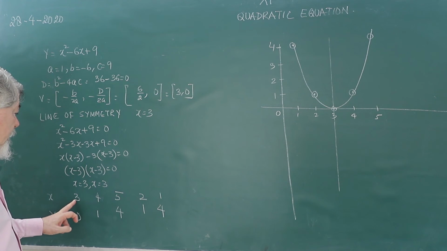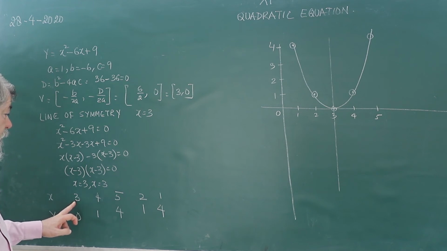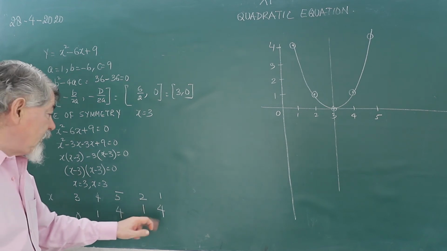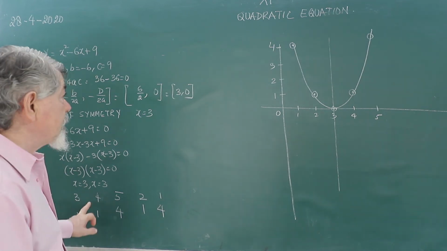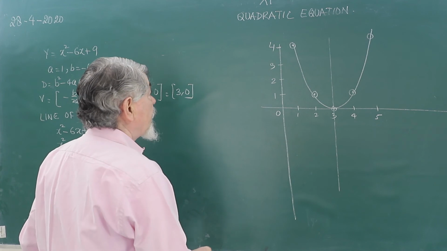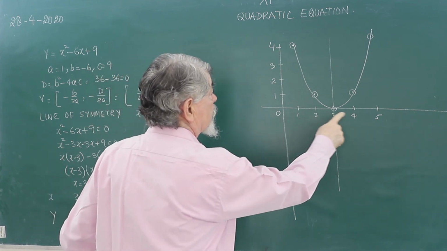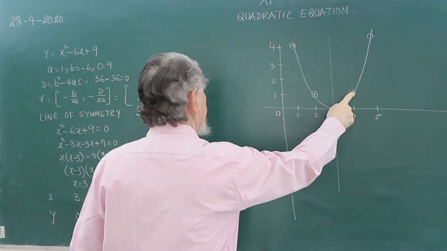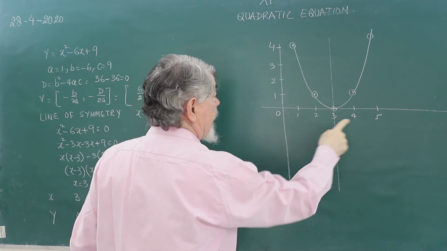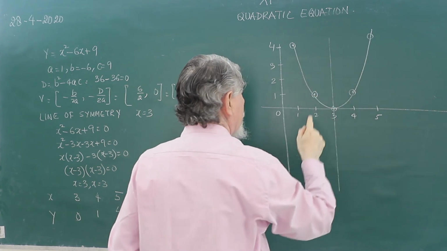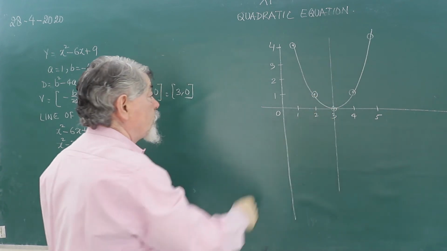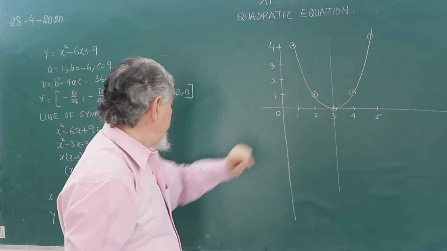Then we calculated the values corresponding to x equal to 3, 4, 5, 2 and 1. Corresponding to 3 I've got 0, that means I've got the vertex. Corresponding to x is equal to 4 I've got 1. Then corresponding to x is equal to 5 I have got the value 4, y is equal to 4. Corresponding to x is equal to 2 I have got the value of y as 1.